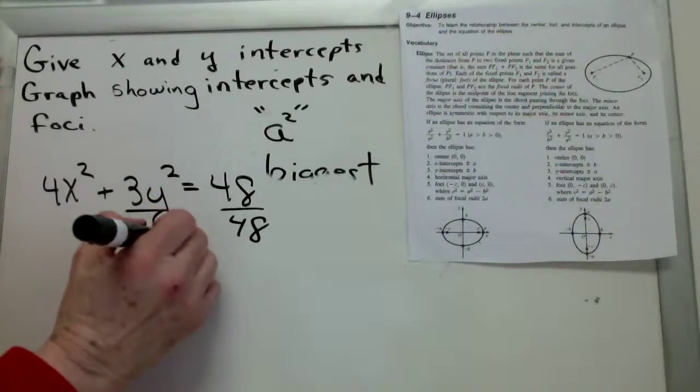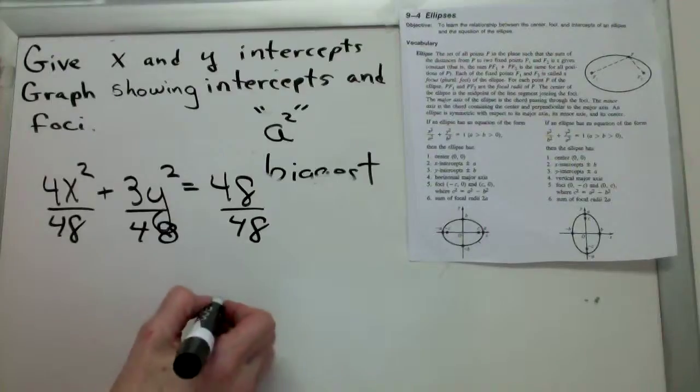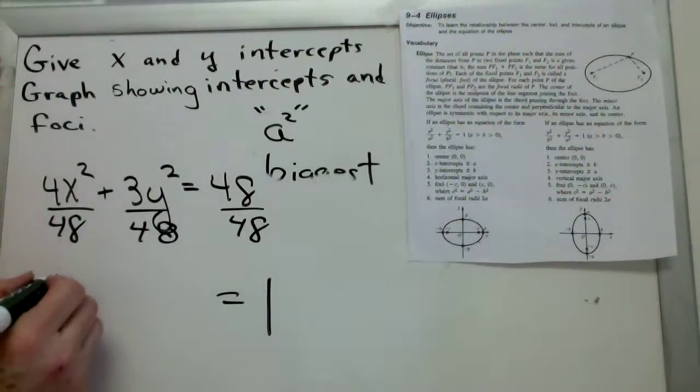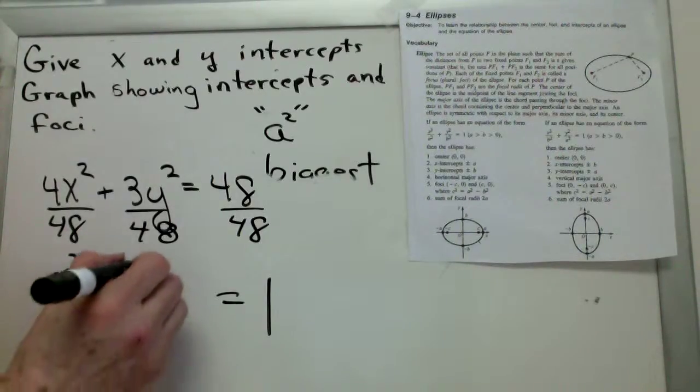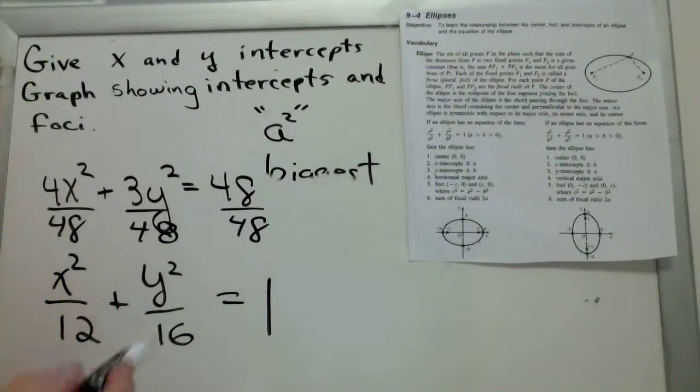No big deal. We know how to do a little basic algebra, right? So, now we're going to reduce everything. That side was easier. All right, 4 into 48, 12. So, x squared over 12 plus y squared over 16 equals 1. So, which one is the a squared? The biggest number. So, a squared is 16, a is 4.